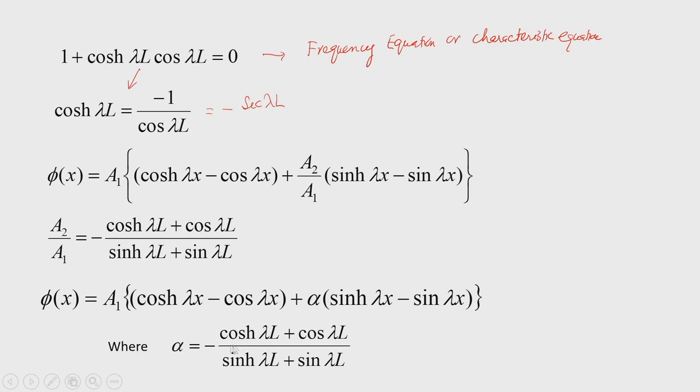Alpha is a constant which is equal to minus cos hyperbolic lambda L plus cos lambda L divided by sin hyperbolic lambda L plus sin lambda L. So you can see this is the mode shape function for the cantilever beam. Earlier we got a very simple function, that is, the mode shape function was some constant into sin n pi x by l. Now here we are getting a combination of hyperbolic and trigonometrical functions.